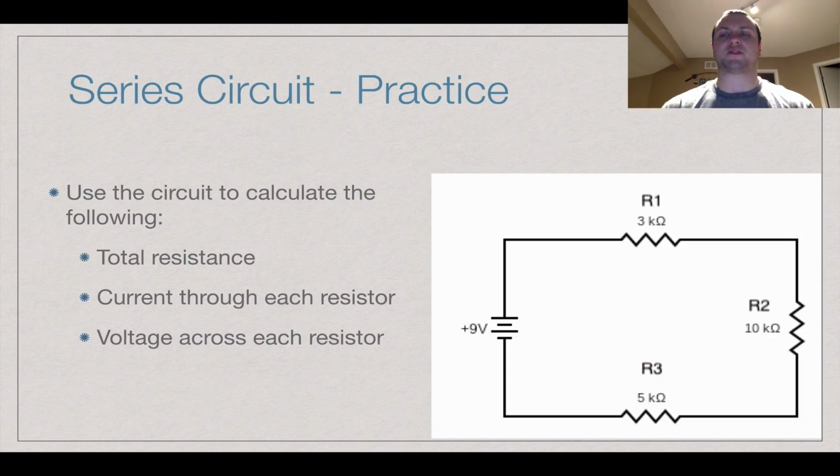So a few hints, a few things to remember. For that total resistance, just add those up. Your current through each resistor has to be the same, and the voltage across each resistor has to add up to the total voltage of the battery.